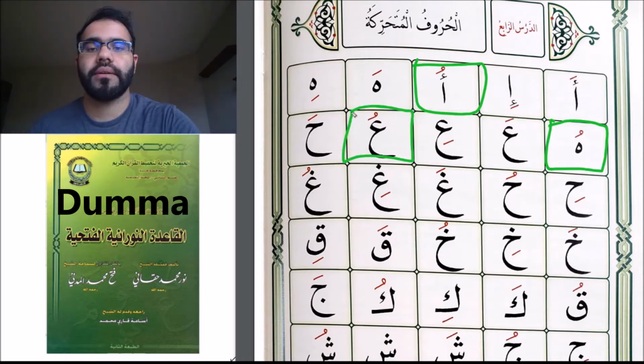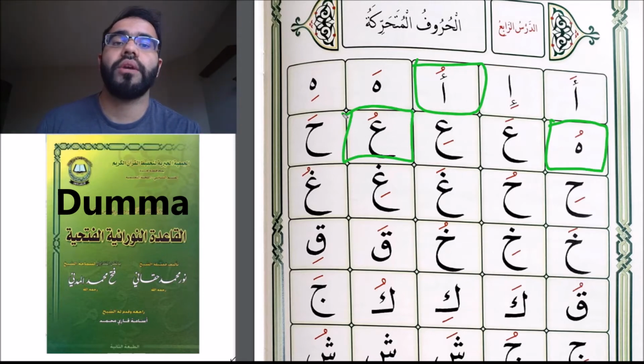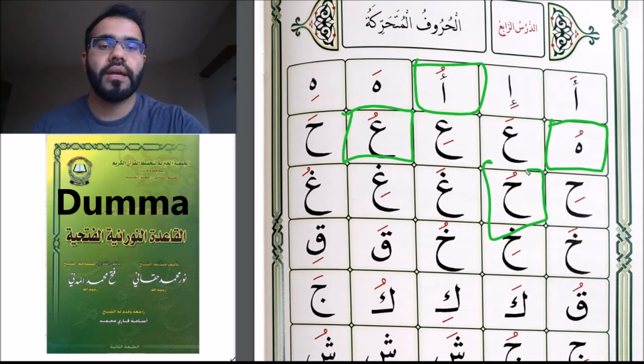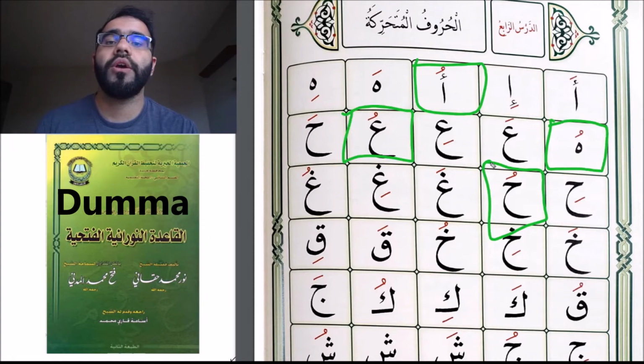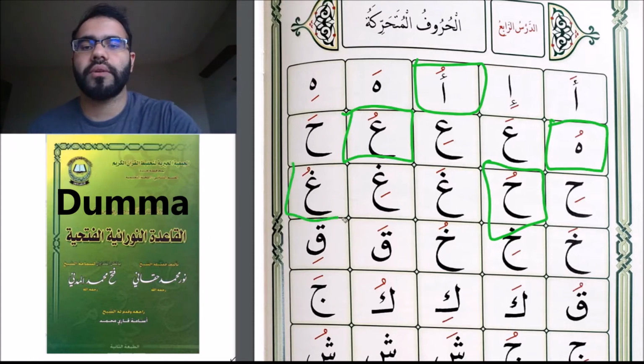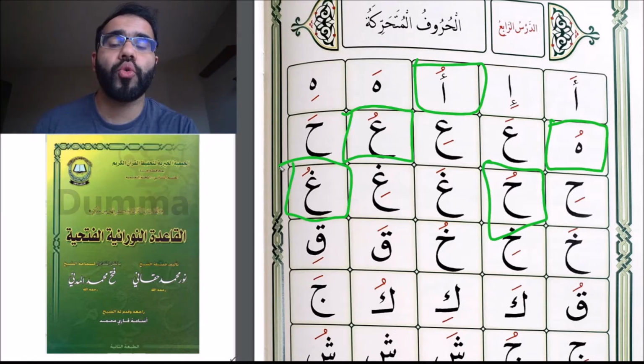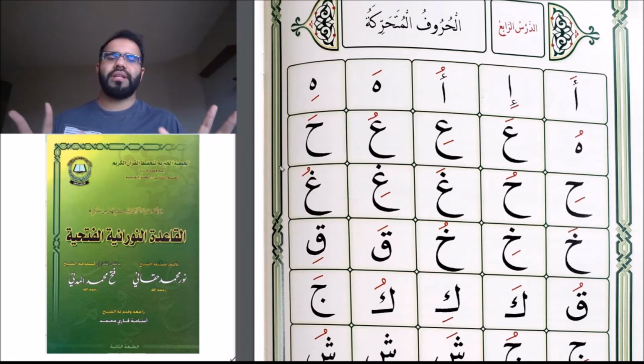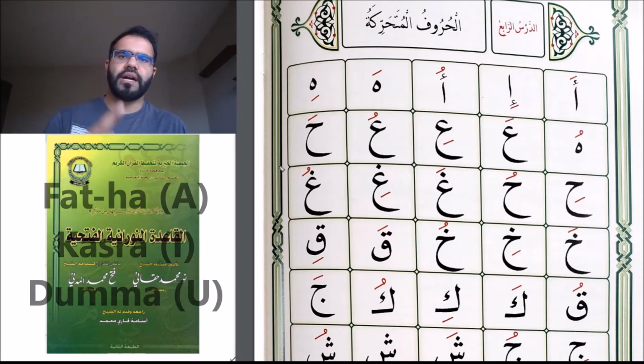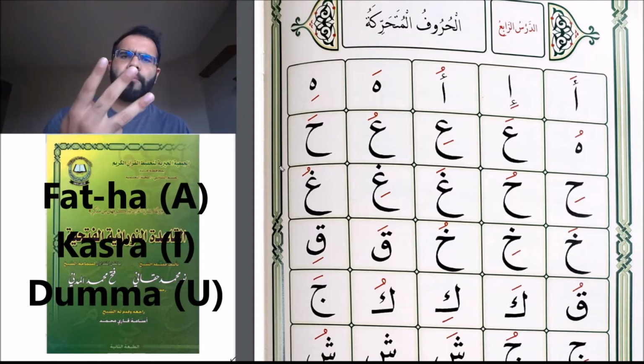Here's ayn. Ayn has a damma. We would say oo. Here's ha. Ha has a damma. We would say hu. Here's ghain. Ghain has a damma. We would pronounce it as ghu. So that's a very rough overall explanation of fatha, kasra, damma.